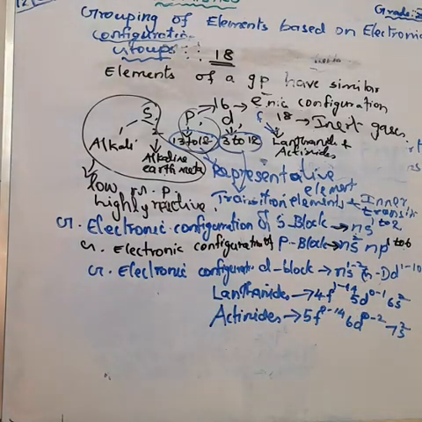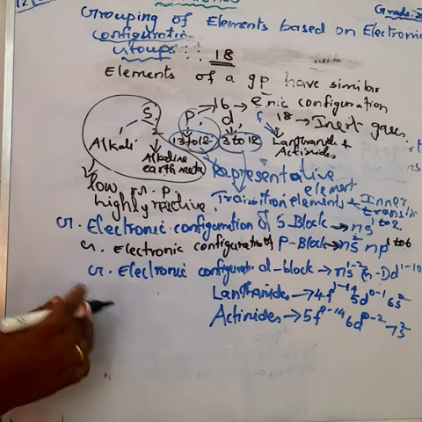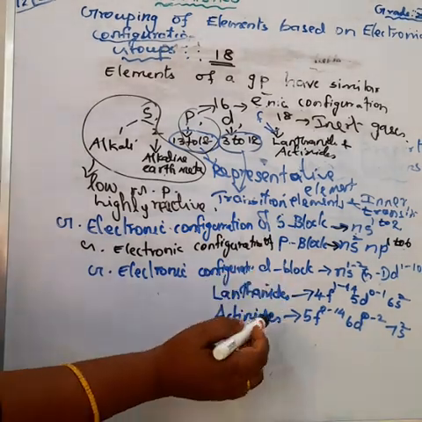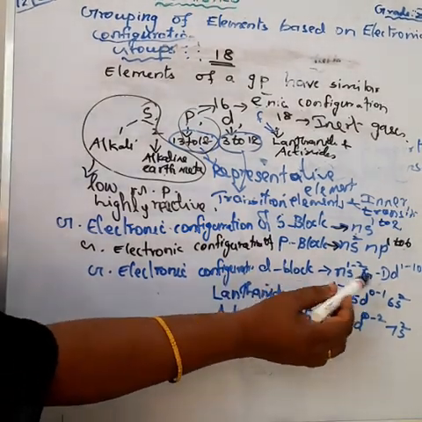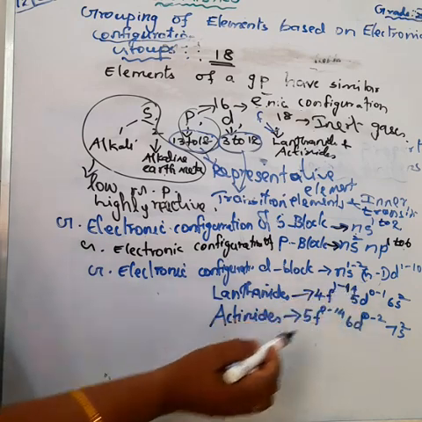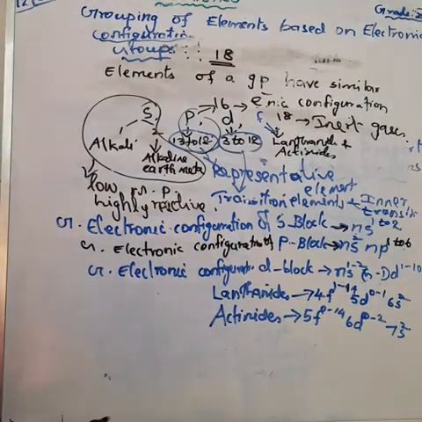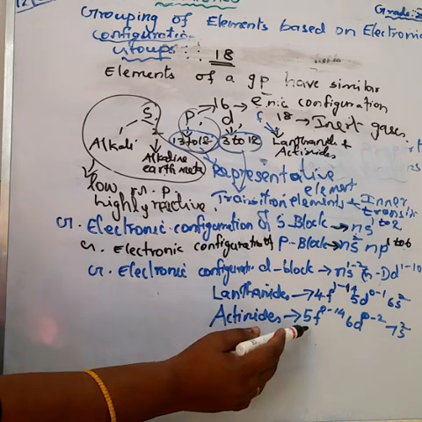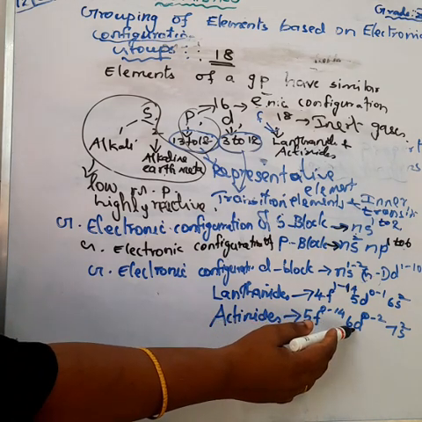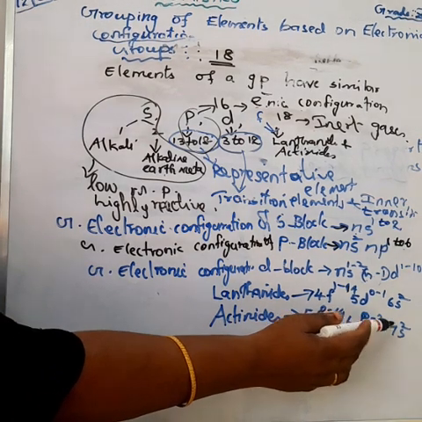Very, very important. The general outer electronic configuration for the lanthanides is 4f1 to 14, 5d0 to 1 and 6s2. The general outer electronic configuration for the actinides is 5f0 to 14, 6d0 to 2 and 7s2.